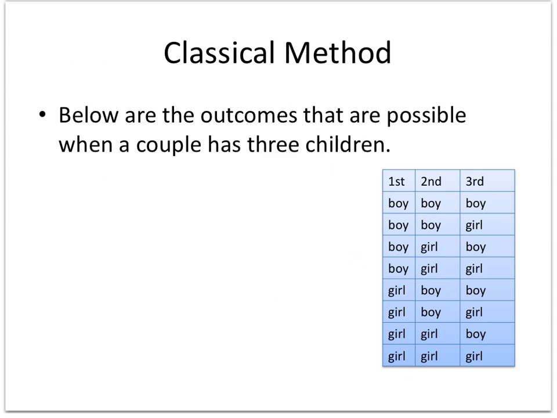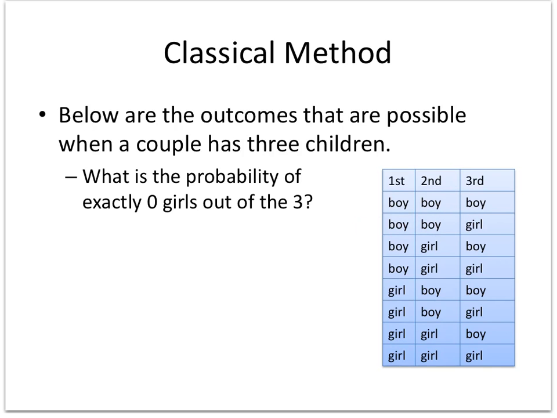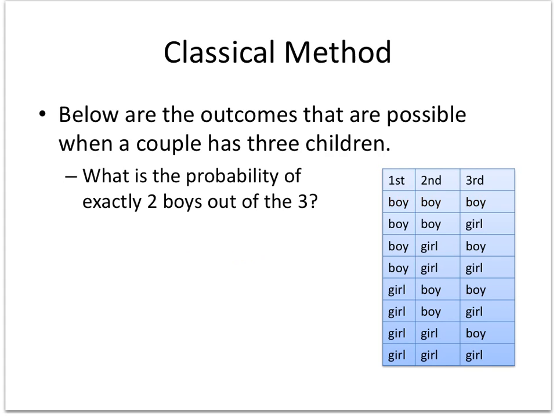In other words, this first row says the first child born is a boy, the second's a boy, the third's a boy. The second row would be the first child's a boy, second's a boy, third's a girl, and so on. What is the probability of exactly 0 girls out of the 3? The way to get 0 girls means they're all boys. So there's only one way out of 1, 2, 3, 4, 5, 6, 7, 8 different outcomes. So 1/8.